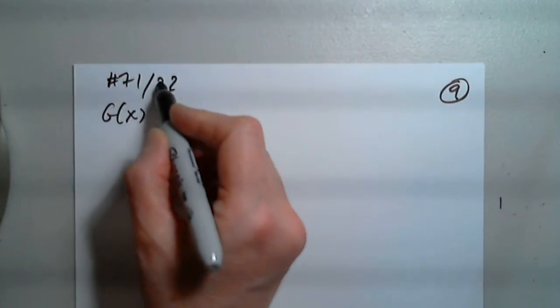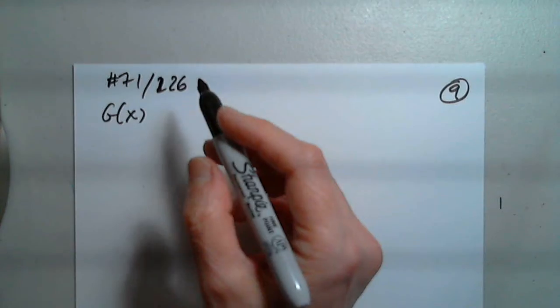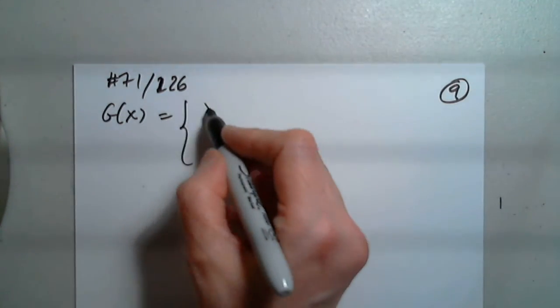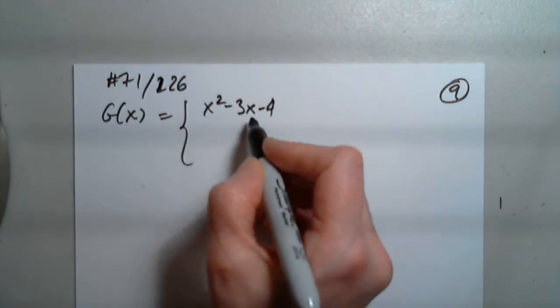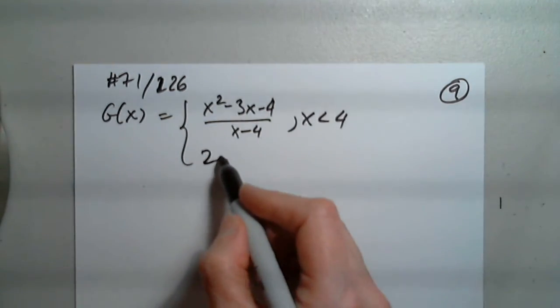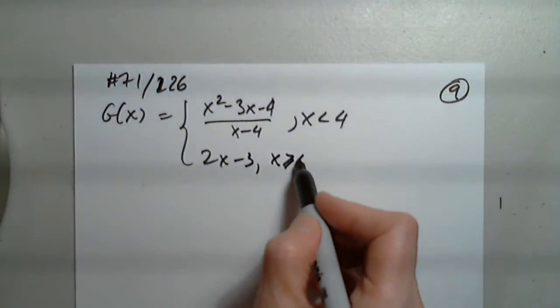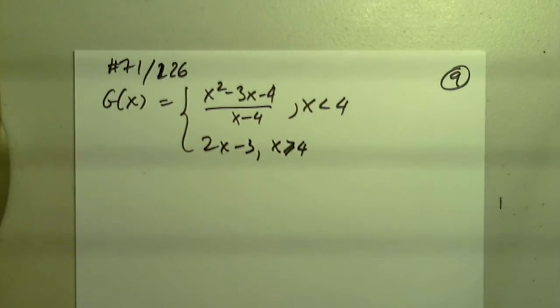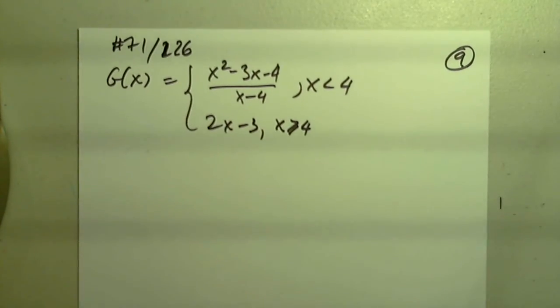71 on 126. So g of x is x squared minus 3x minus 4 over x minus 4 for x less than 4, and 2x minus 3 for x greater than or equal to 4. Is it continuous at 4? Why or why not?